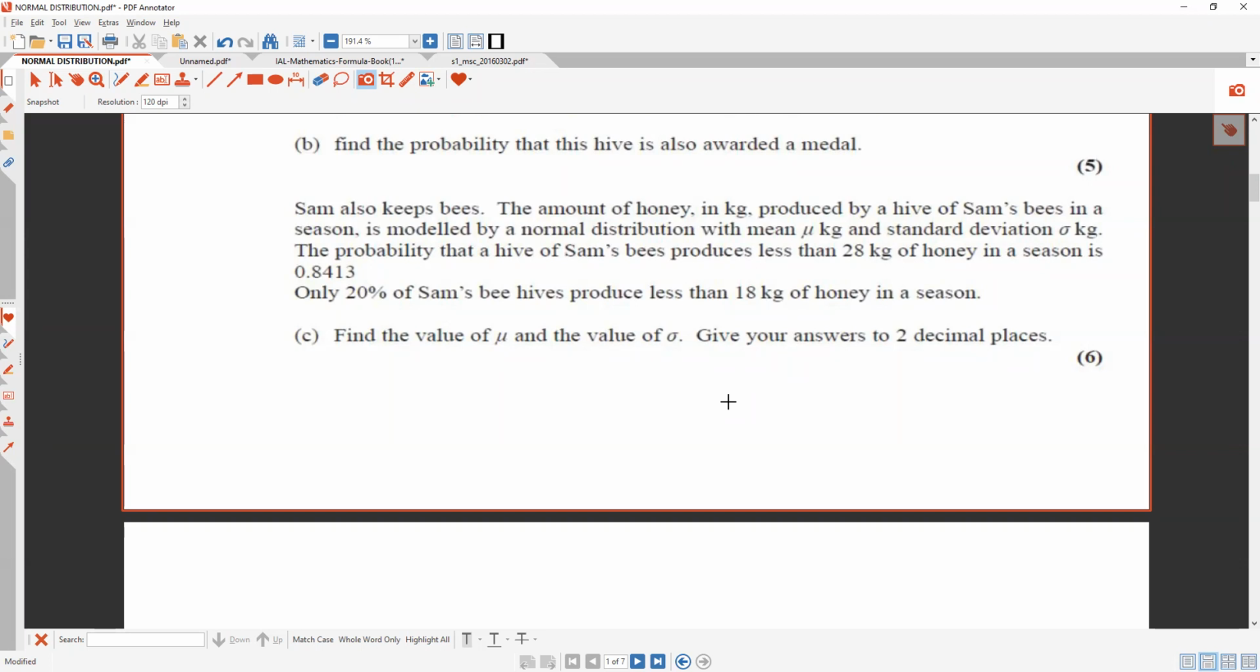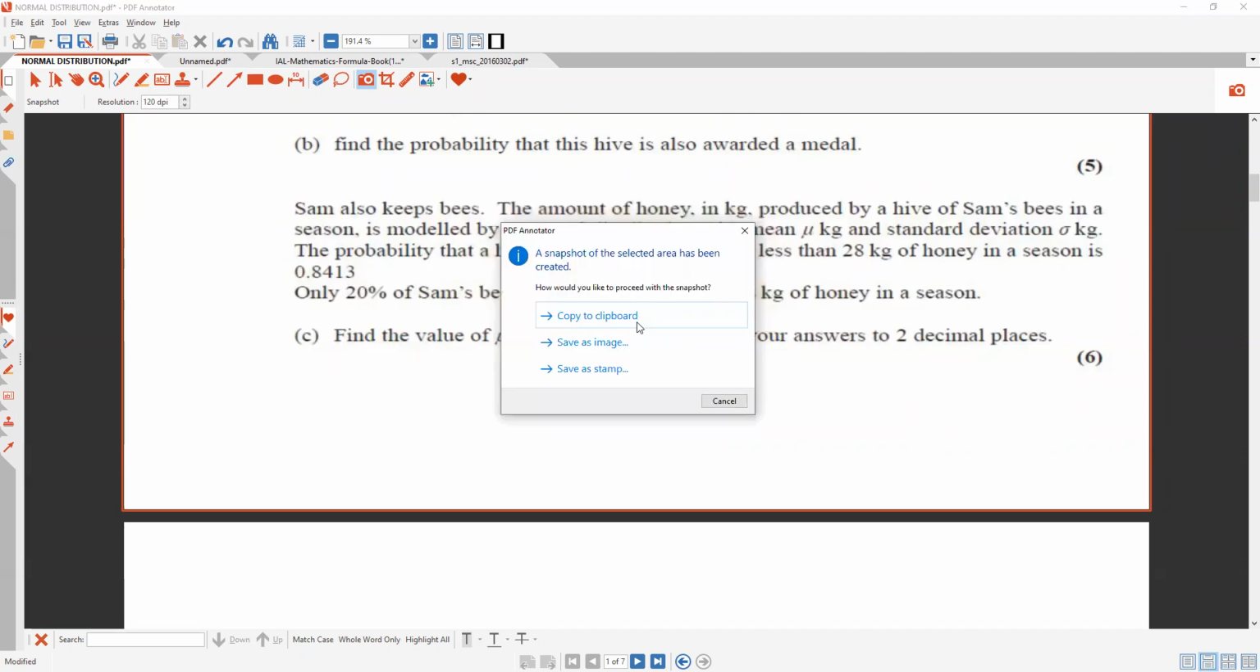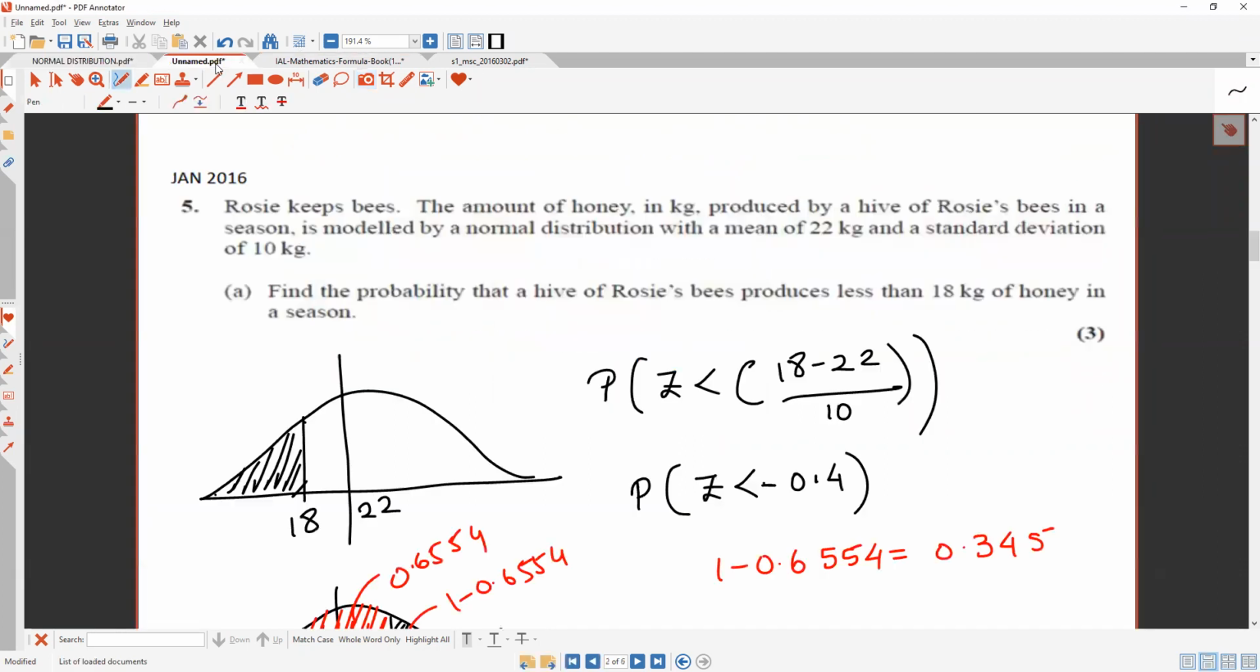The probability that a hive of Sam's bees produces less than 28 kg of honey in a season is 0.8413. Less than 28 kg, they told me. Only 20% of Sam's beehives produce less than 18 kg. So they gave us 2 pieces of information and there are 2 unknowns. So we have to find them. How? Let's make equations from these 2 pieces of information that they provided us. Okay, so let us learn it.